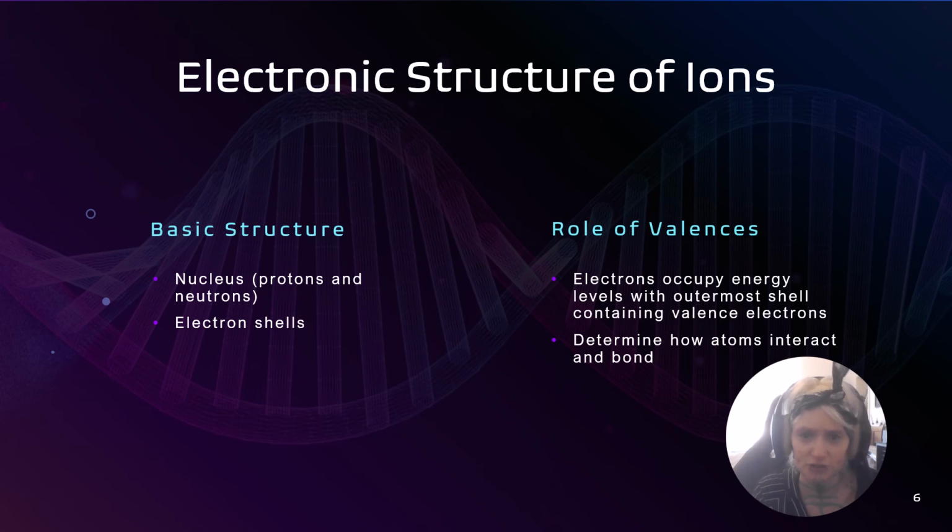Atoms consist of a nucleus, which contains protons and neutrons, and has electron shells surrounding it. Electrons occupy specific energy levels with the outermost shell containing valence electrons, and these valence electrons determine how atoms interact and bond. Elements in group 1 of the periodic table have one valence electron, making them highly reactive, whereas group 8, which are noble gases, have full outer shells, making them stable.